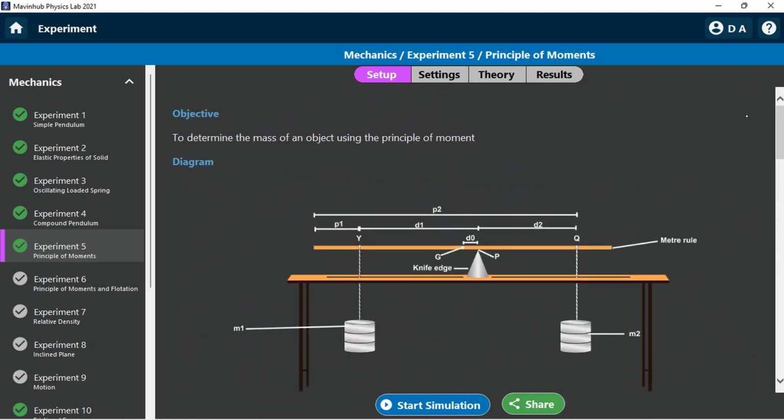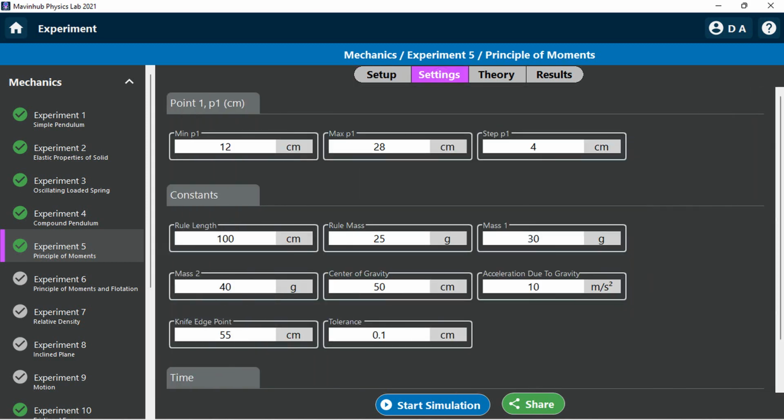Okay, so for this simulation, we're going to look at our settings. We're going to have our P1 vary from 12 to 28, and we'll use a step of 4. Then we're going to use a meter rule whose length is 100 centimeters. We are going to assume that our meter rule mass is 25.